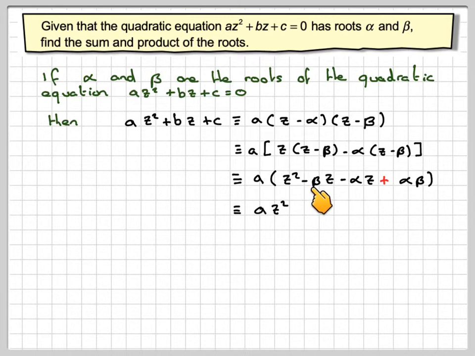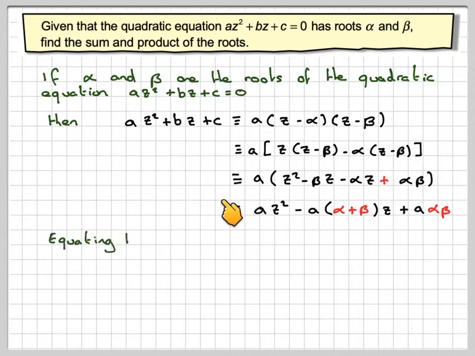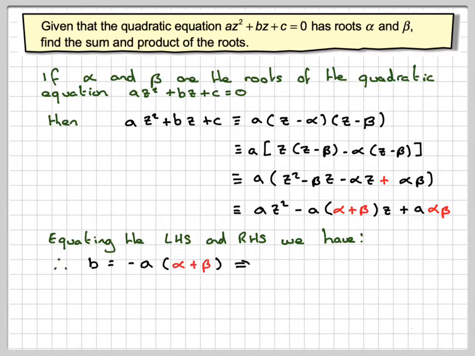This bit here, if you take out a minus sign, will become minus a times alpha plus beta if you take the a in, plus the a times alpha beta. So here now you have the sum of the roots and the product of the roots. So if you now equate that back to the left hand side, we can see that minus a times alpha plus beta must be equal to b. And if we rearrange that, we're going to get that alpha plus beta, the sum of the roots, is going to be minus b over a.